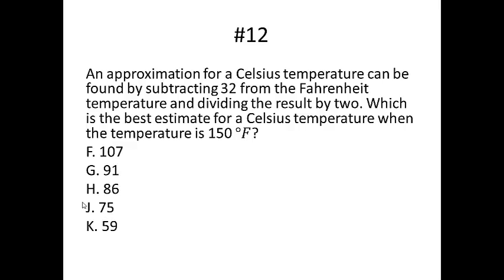Number 12. An approximation for a Celsius temperature can be found by subtracting 32 from the Fahrenheit temperature and dividing the result by 2. Which is the best estimate for a Celsius temperature when the temperature is 150 degrees Fahrenheit? So it tells us that we're going to take the Fahrenheit temperature, so I'm just going to call the Fahrenheit temperature F. It says we're going to have to subtract 32, and then we'll take this answer and divide that answer by 2.